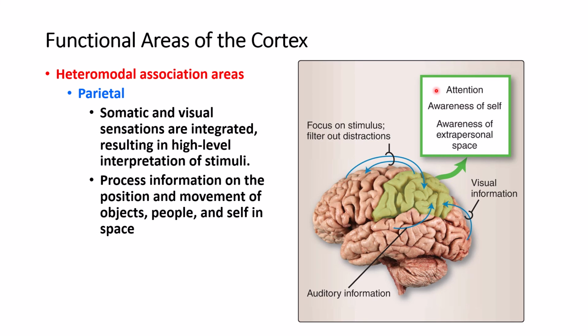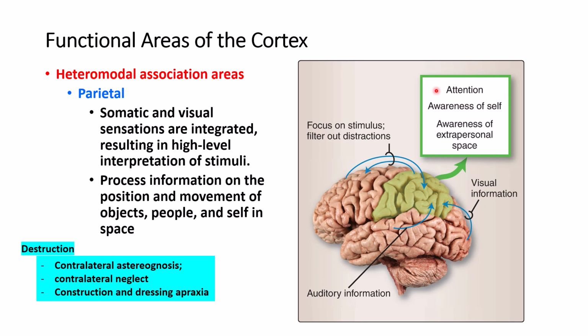So the parietal lobe is to remove a lot of less important stimuli, so the person can concentrate on a specific stimulus. Damage causes contralateral astereognosis and contralateral neglect, which means that the person will not be aware of the other side of the body. Especially with the right side, a person that has right parietal lobe damage ignores the left side of the body.